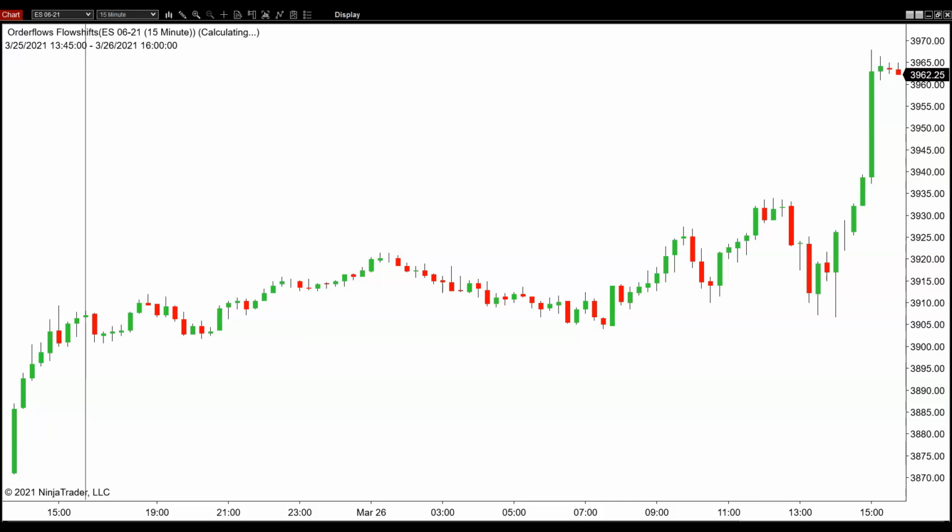Does it work with Renko? No, because of the way Renko charts form, no, it doesn't. You can't really backtest Renko charts.